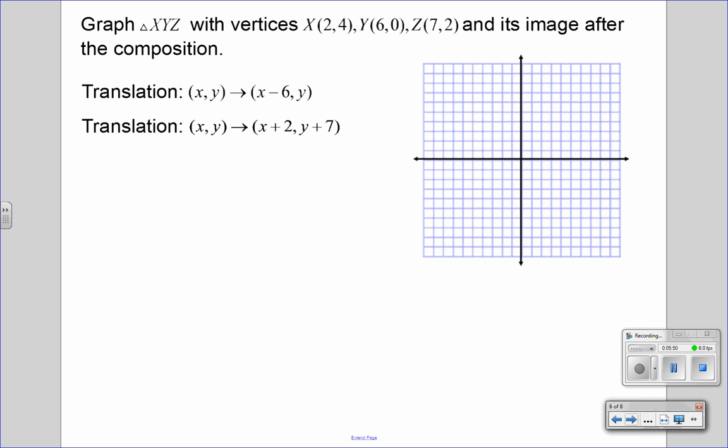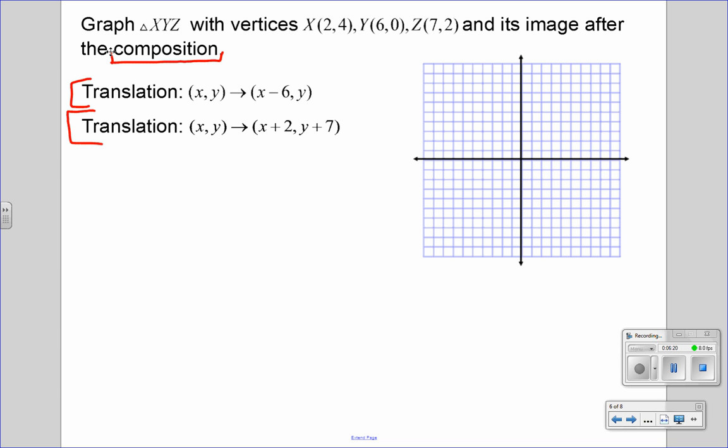All right, now we have something different here. It says graph the triangle XYZ with the vertices 2, 4, 6, 0, 7, 2, and its image after the composition. So we now have something called the composition. It's called a composition because we're going to apply 2 translations to this image. Whenever we have more than one translation, it is called a composition. It's very similar to what we've been doing, but we have to do this in steps, in stages.